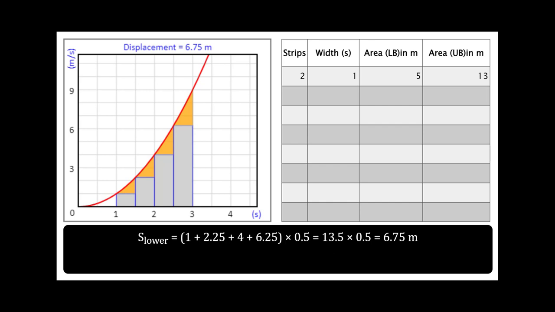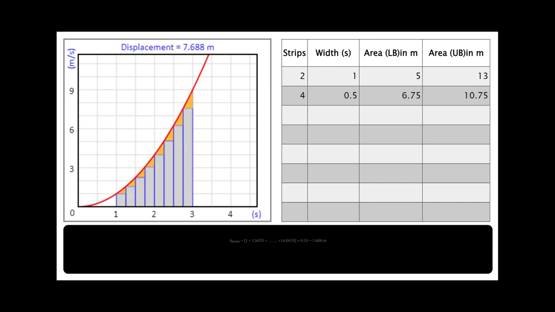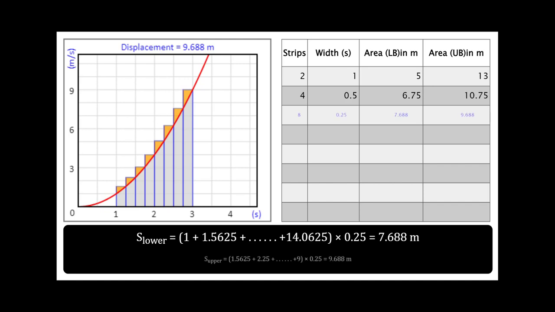Since the widths of the rectangles are equal, let's add up the heights and multiply that with the common width. This gives us a value of 6.75 meters and 10.75 meters, with a difference of 4 meters for the lower and upper estimates. With 8 intervals, the lower and upper estimates are 7.688 meters and 9.688 meters, and the difference is 2 meters.